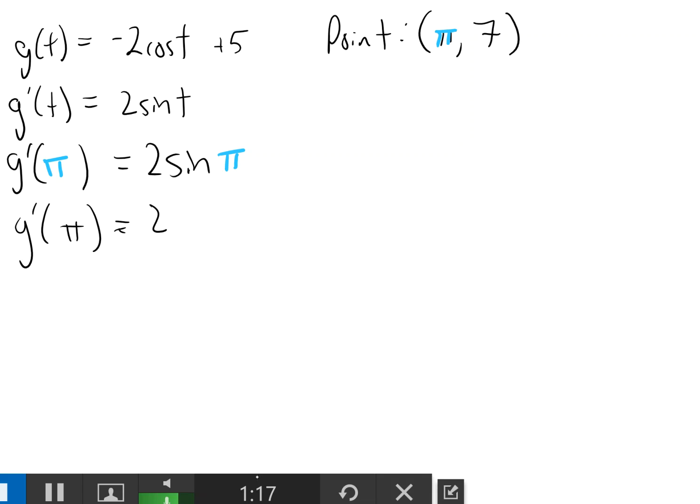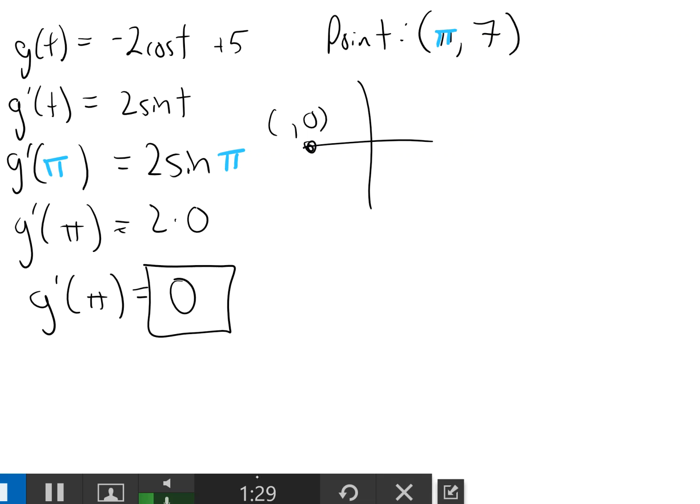So from the unit circle at pi radians, the sine value is 0. So we get 2 times 0, which gives us our answer of 0. Now it also asks us to confirm this in the calculator.